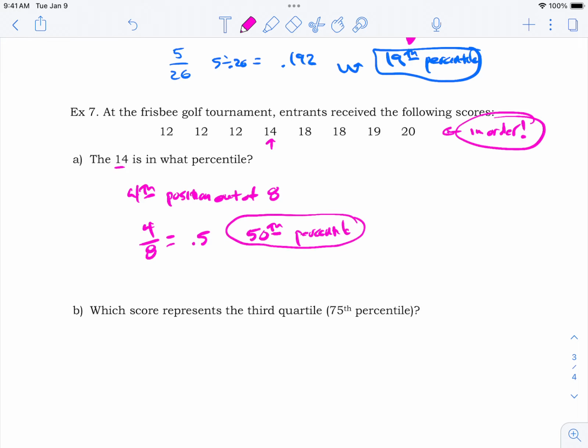50th percentile. Note, the 50th percentile is also called the median. Perhaps you've heard that word before. Median means the score in the middle, like a median strip on a highway. It's in the middle. So when we say 50th percentile, we could also say that the 14 is the median. 14 is median.